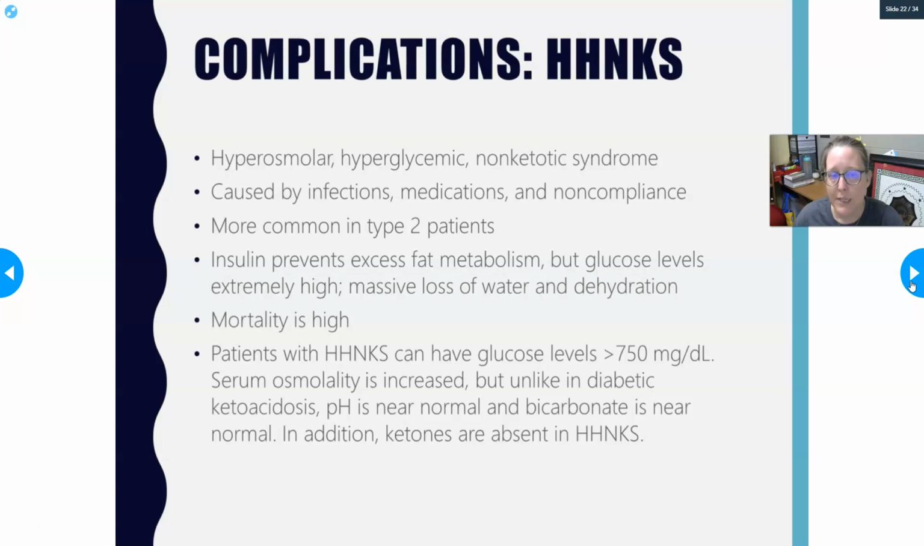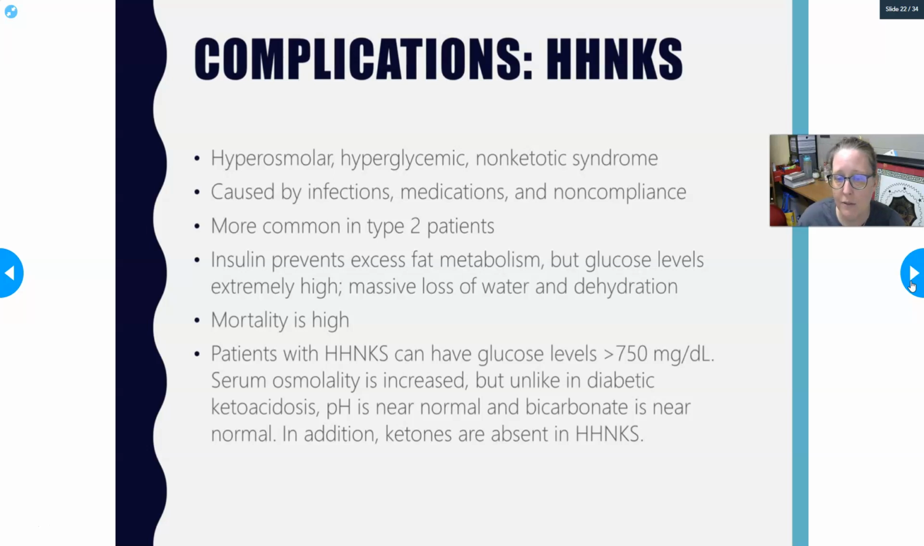So the insulin that is present and does get onto the receptors and allow some of the glucose into the cells does prevent excess fat metabolism. But the glucose levels will be extremely high, and because of these extremely high blood glucose levels, there's going to be a massive loss of water and dehydration. Mortality is high with this complication.